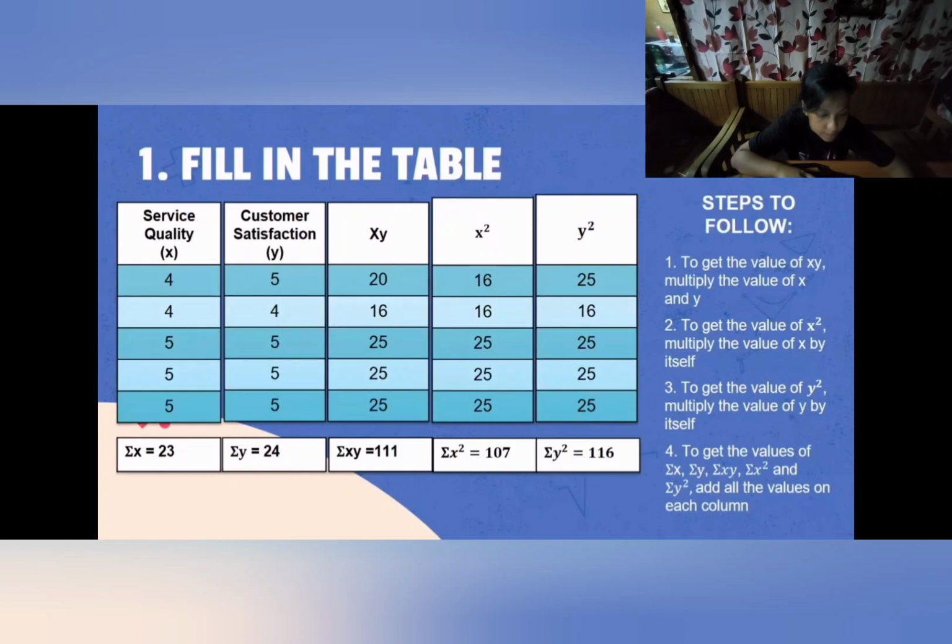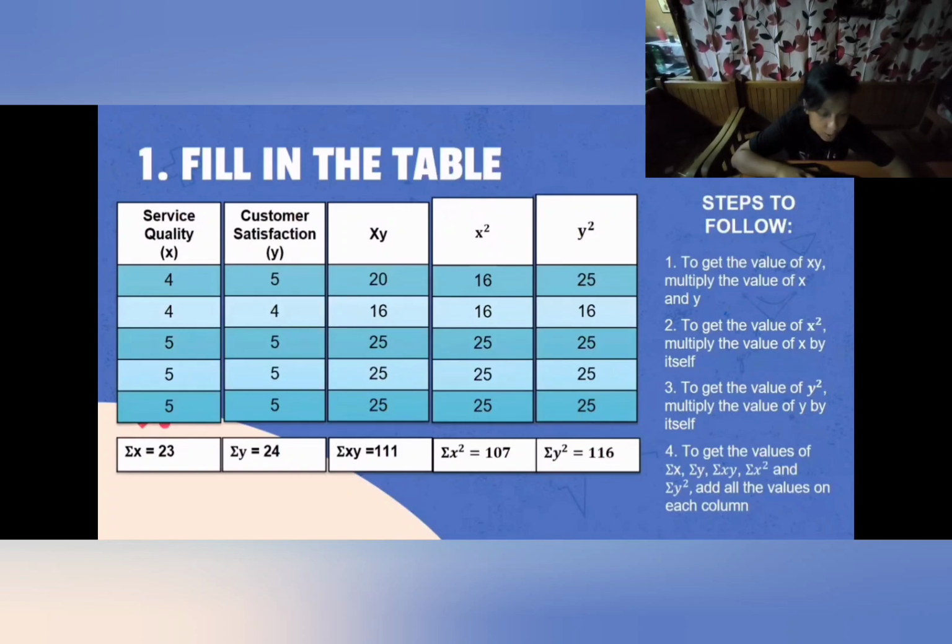20 plus 16 plus 25 plus 25 plus 25, the answer will be 111. 16 plus 16 plus 25 plus 25 plus 25, the answer is 107. Summation of Y squared, 25 plus 16 plus 25 plus 25 plus 25 is 116. It's very easy to fill in the table. Just simply follow the steps that I give on the screen.